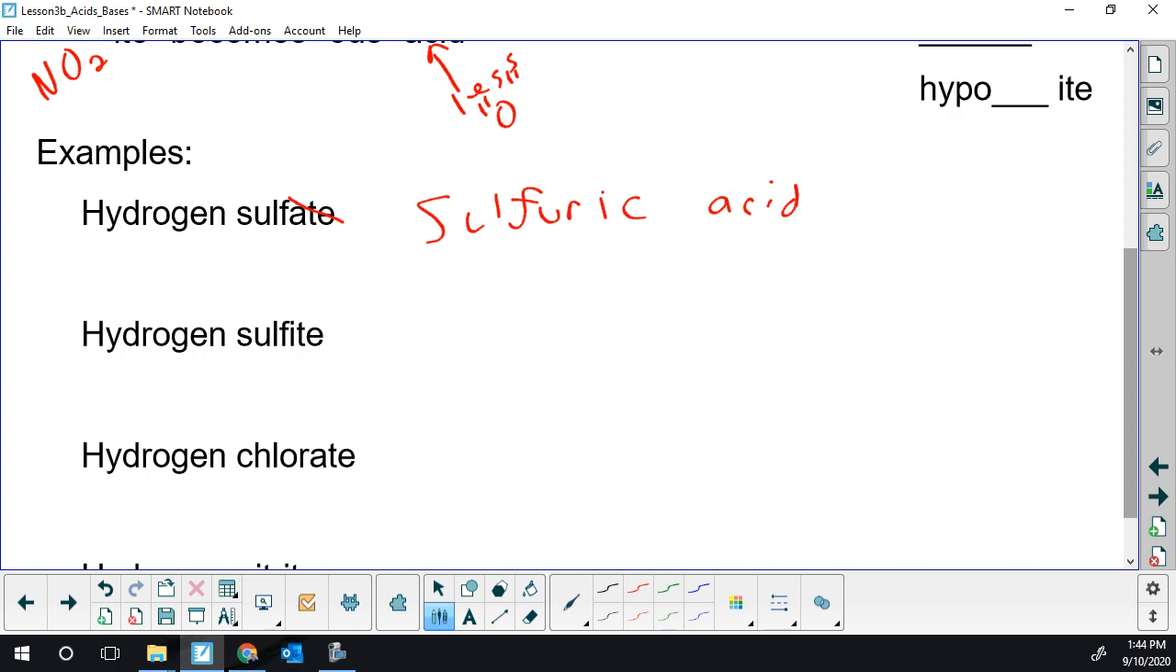My second example is the lower one. The ite has less O in it. Okay. We don't include hydrogen in the name. We only use that when there's binaries. Okay. Sulfur, we keep the UR just for pronunciation reasons. So I added the UR in even though it wasn't there. That's the lower one, so I add OUS. I'll just write.